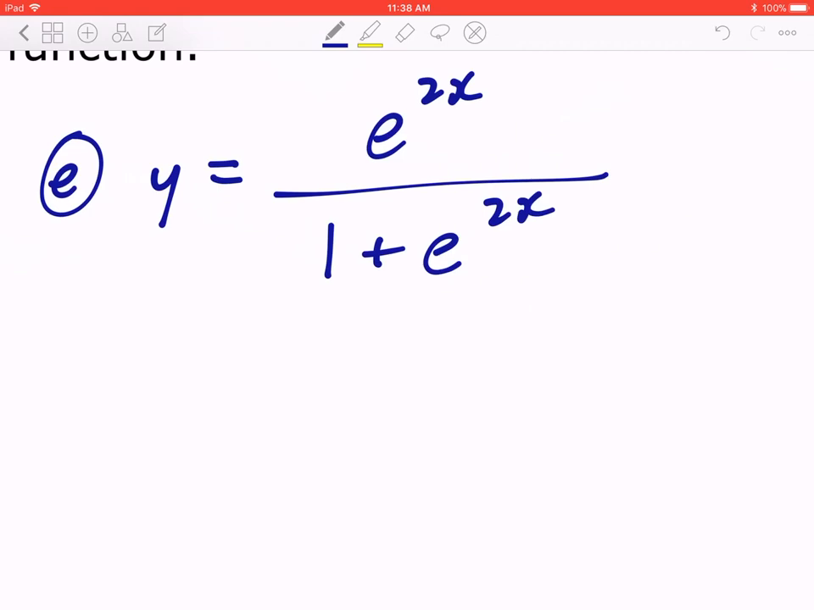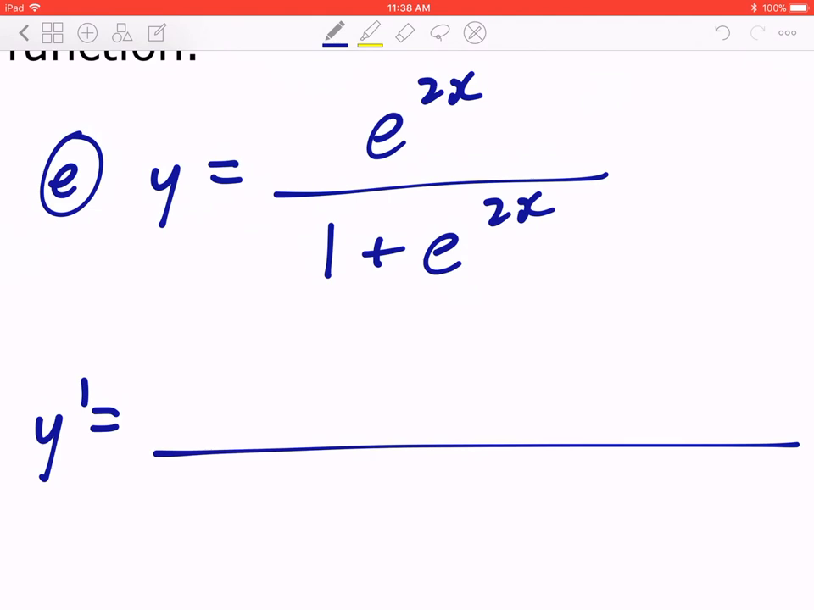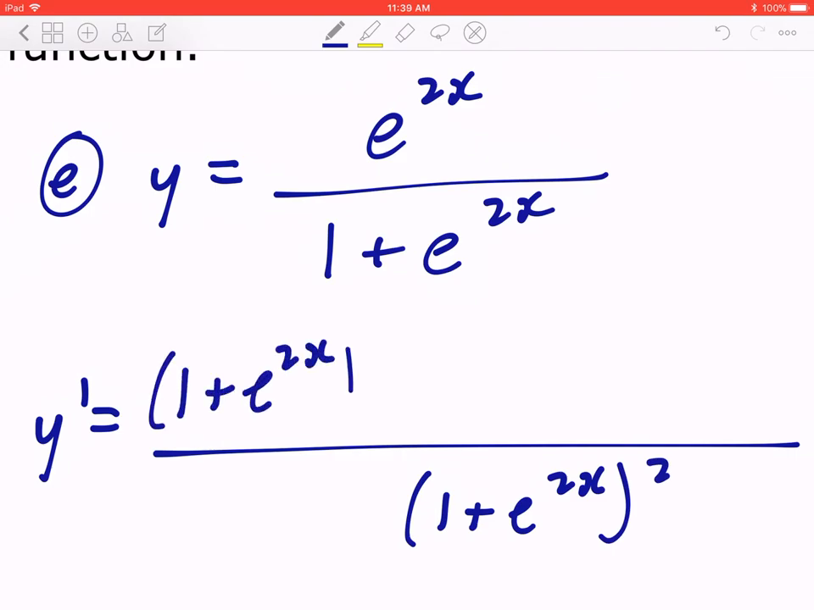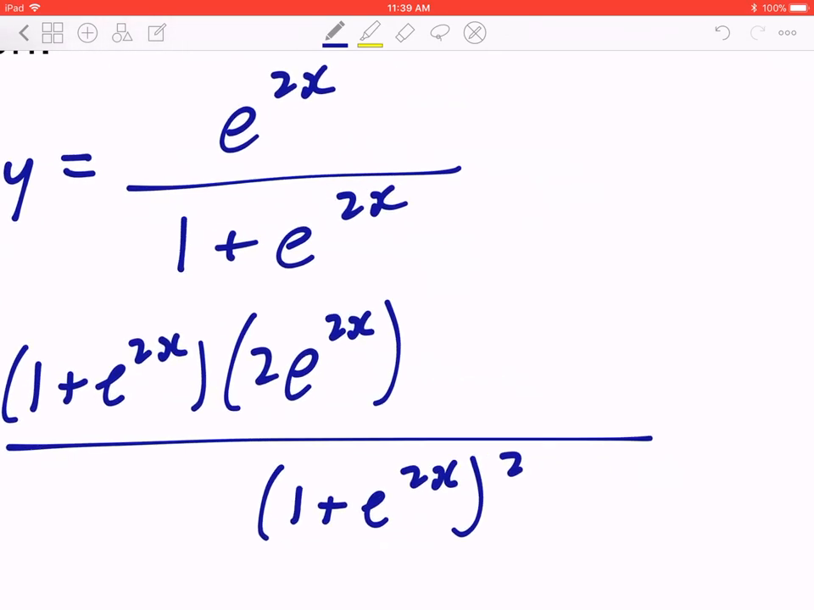Okay, now that you've tried this, here are the 6 basic steps behind the quotient rule. Step 1, you square the bottom. Step 2, you copy the bottom to the top. Step 3, you multiply by the derivative of the top. And again, it's e to the 2x times 2, which I'm going to copy at the front.